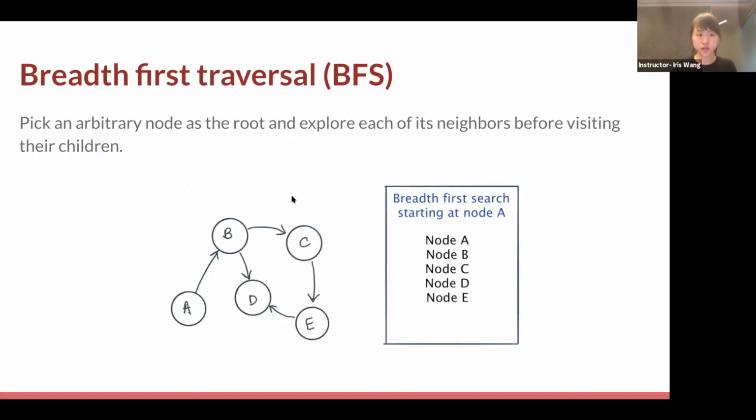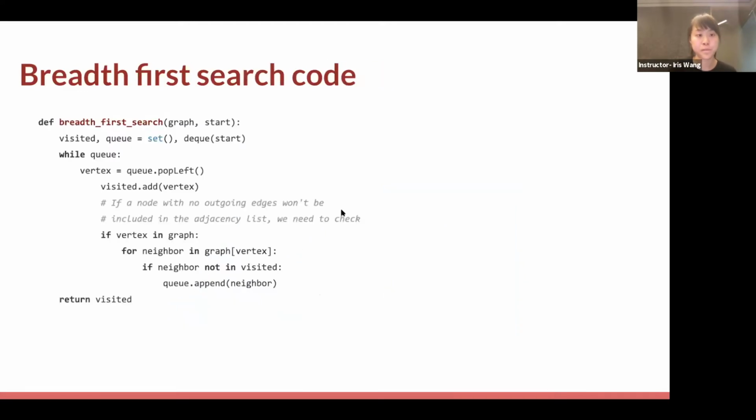With breadth-first traversal, you pick an arbitrary node as the root, and then you explore each of its neighbors before visiting their children. In this example, you start off with node A, then you go to B, and then you visit C and D both before you eventually go into node E. Breadth-first traversal effectively goes layer by layer. And here's the code for breadth-first search as well. It doesn't look that different from what I just showed. You should also know how to do a breadth-first search very, very well by the end of this week.